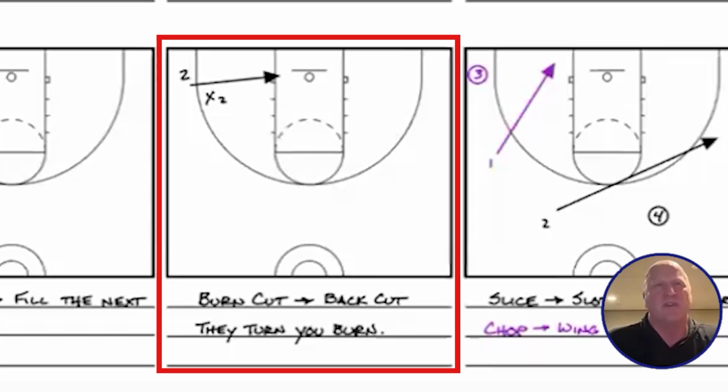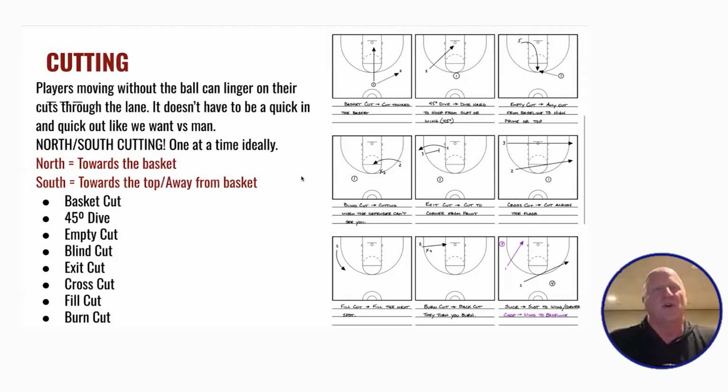And we get that a lot when the ball is high post. If the bottom defenders come up too high, they have their backs to the corner kids. Bang, we just burn cut it right across the baseline. So those are the cuts.